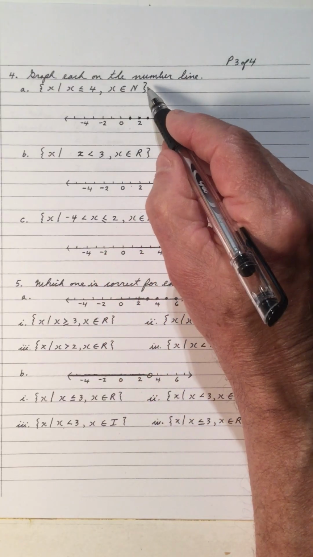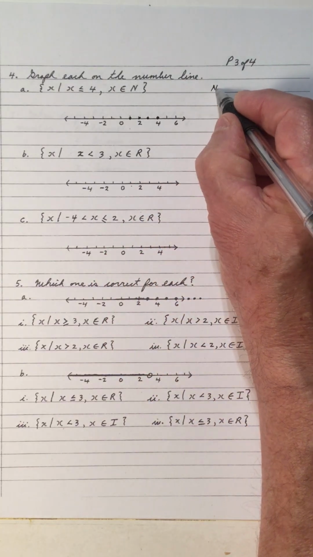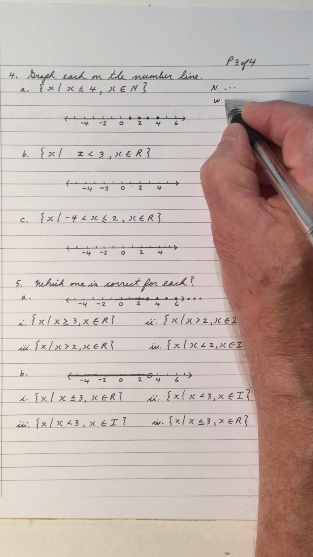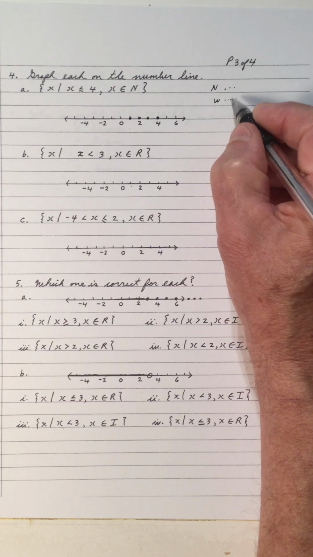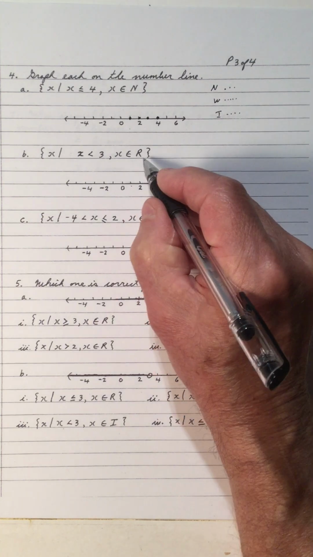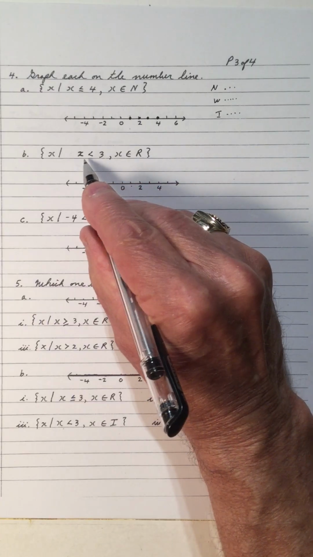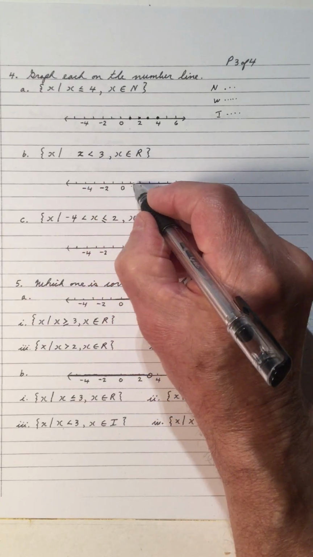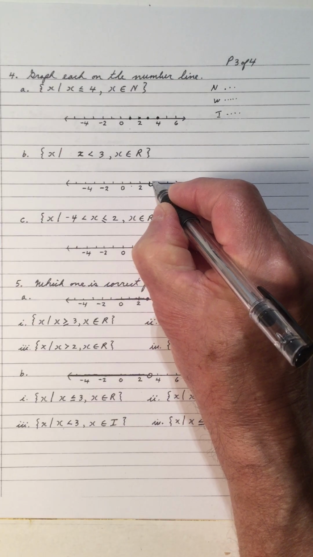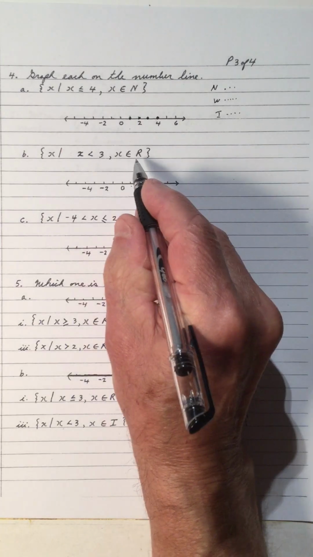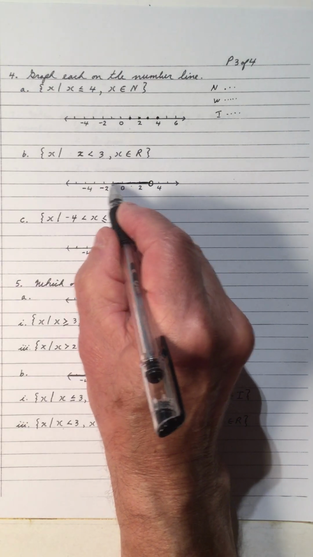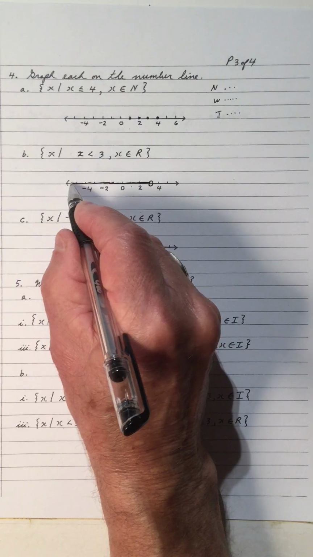So the natural numbers are dots. The whole numbers are 0 and the natural numbers are dots. The integers are dots, but the real numbers are shading. So x is less than 3. So less than 3, I got to do a hollow dot because we're not including 3. And because we're doing the real numbers, we have to shade in the number line to the left.